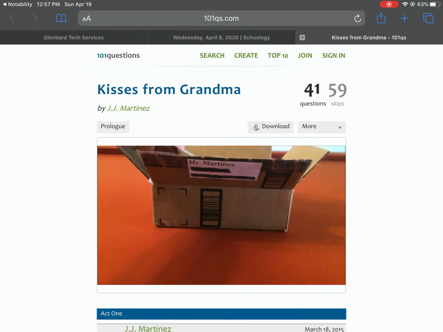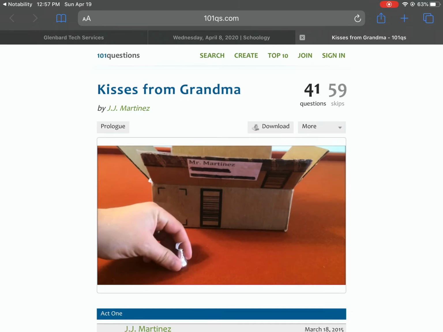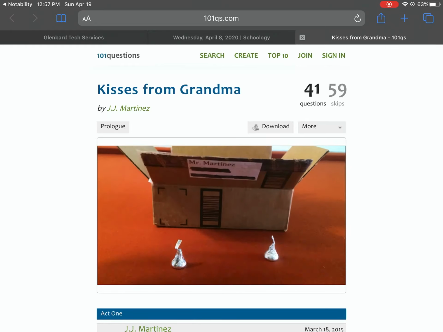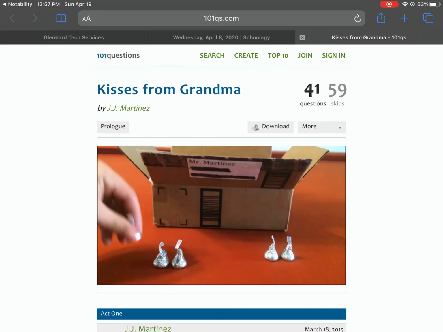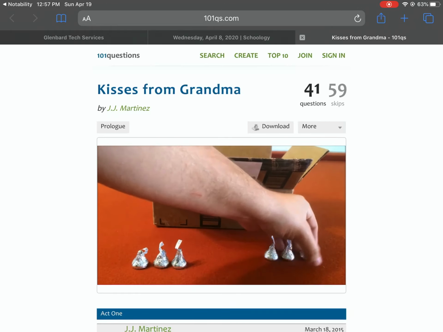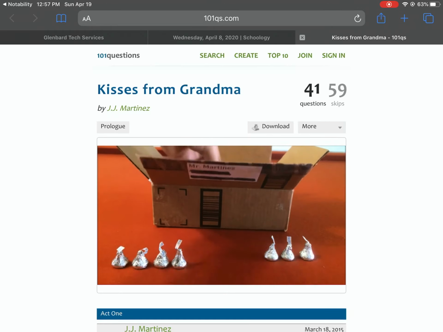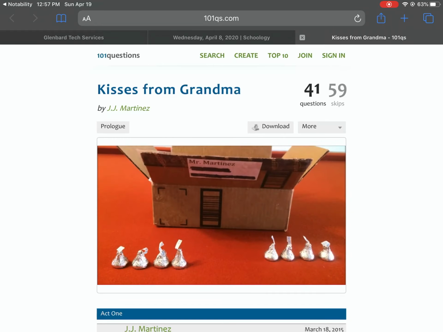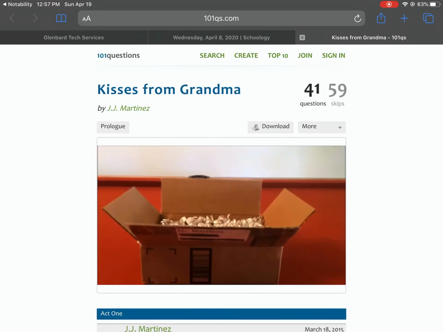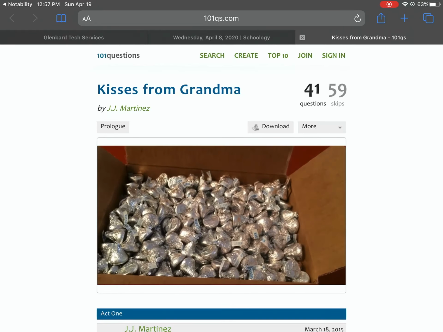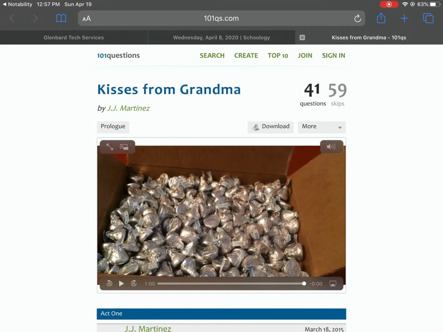Okay, so there you can kind of get an idea for the width of the box as well as the height of the box. And then Mr. Martinez takes out a couple Hershey's Kisses in order to give you an idea as to how big one Hershey's Kiss is. Okay. Then he goes back to the box to show you how many there are at that top layer.